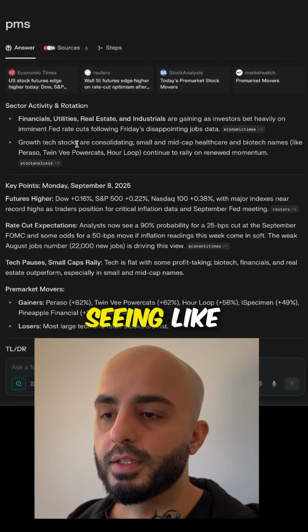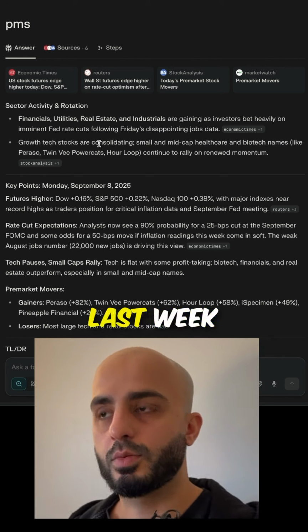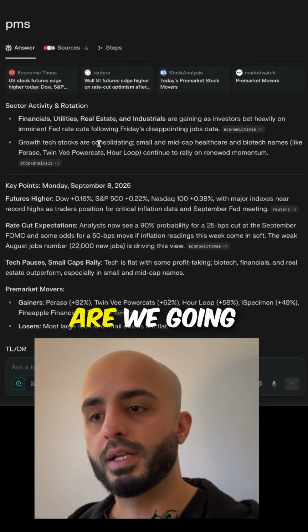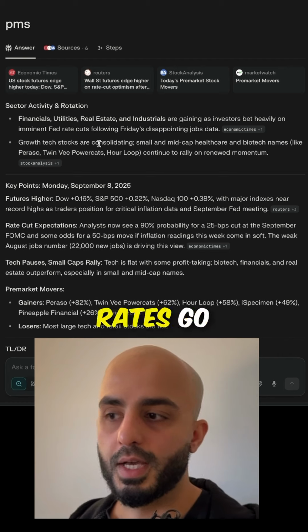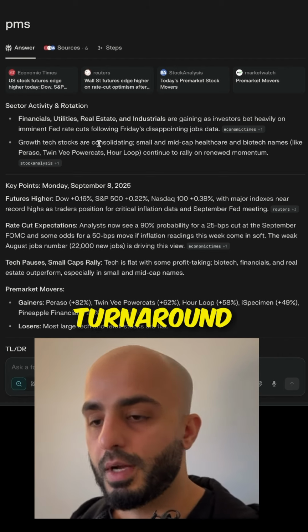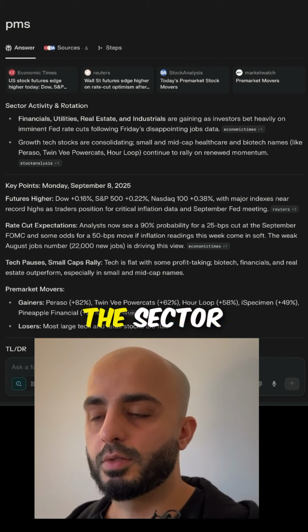And then there's basically seeing the growth tech stocks. Last week, they were starting to move higher. Now they're consolidating again. Are we going to get another boost up as interest rates go down? Isn't that cheaper borrowing for these bigger companies? Tesla is making a turnaround pretty well. I like to know what the sector rotation is.